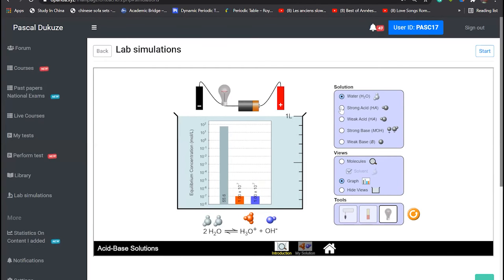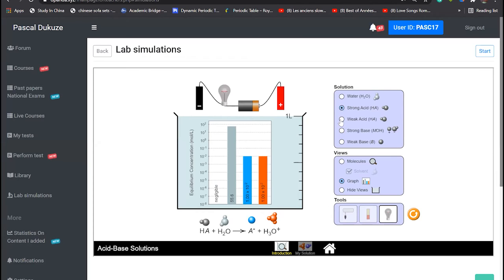Here we have water, here we have a strong acid, here we have a strong base. We have a strong acid here, here we have a weak acid, strong base, and weak base. And here we have the molecular representations of the species which are involved in the equilibrium. We have various tools here.